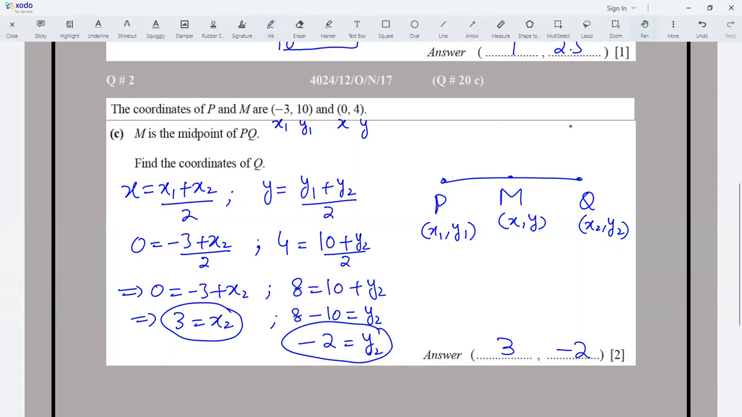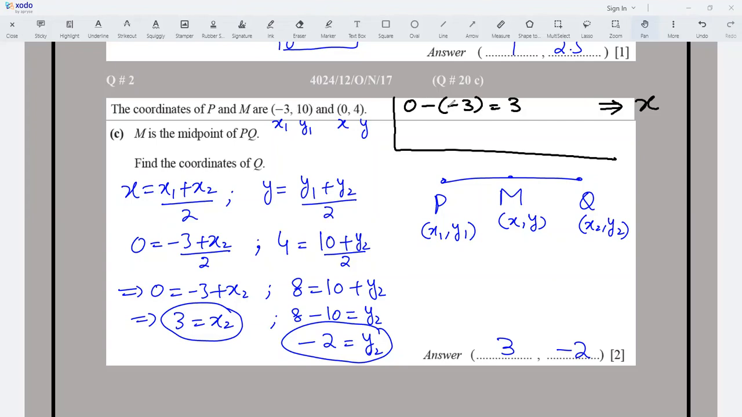This type of question can be done with another method as well. Actually, there is one simple and easy way of doing this. Simply subtract the x coordinate of P from the midpoint's x coordinate. So 0 minus negative 3 gives us positive 3. We are dealing with x coordinates here. So the difference between the midpoint and the first point is 3.